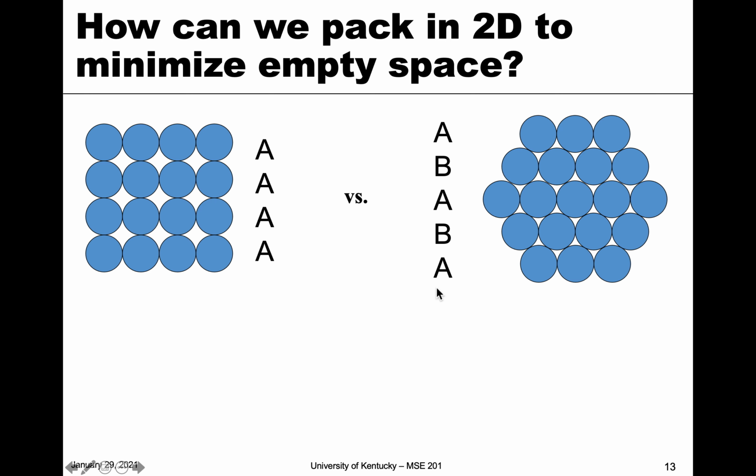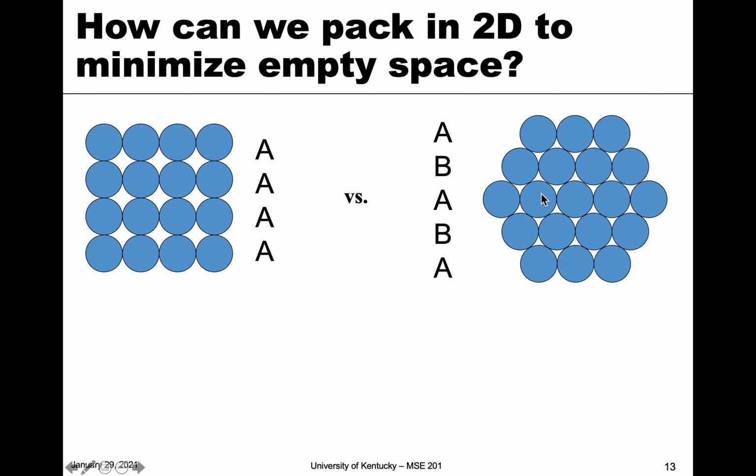Now, let's compare it to doing it slightly different. So the bottom, again, those are all touching. The bottom row is A. And then instead, we shift everything half a unit over, so that the bottom of a circle is in the void space between two circles on the first row. And so we call this AB, and then we repeat the structure. So it goes A, B, A, B, A, B, right?